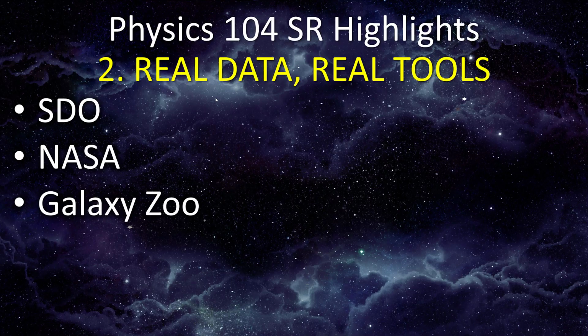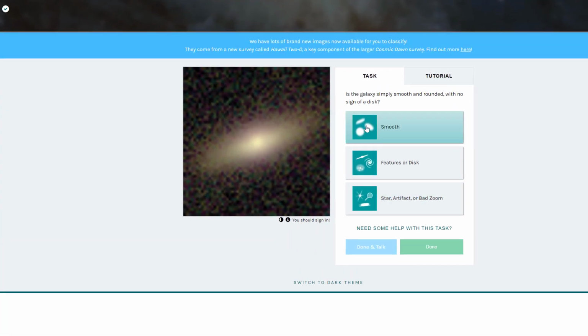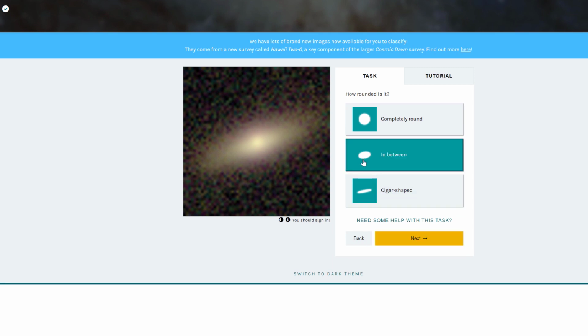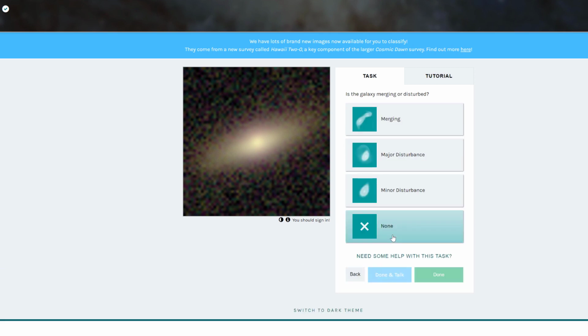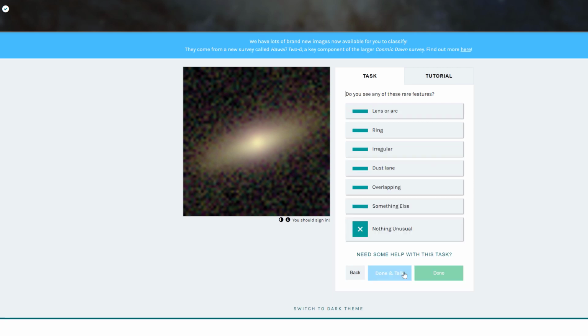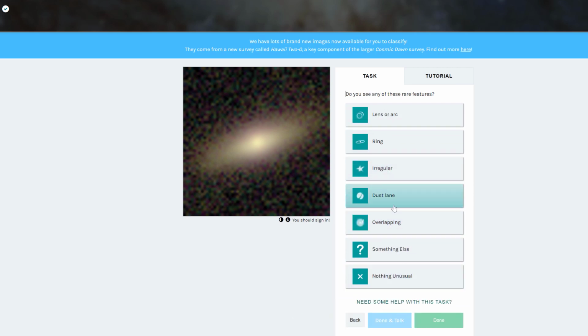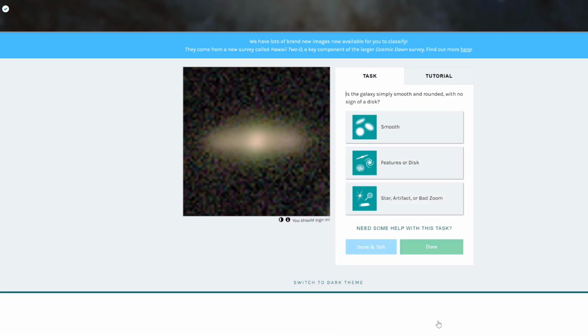The third bullet here, Galaxy Zoo. This is an example of citizen science where our students can sign up and access real data collected by real satellites and space missions and provide feedback that gets fed into a giant database. For example, our students look at data sets containing galaxies and they categorize these galaxies based on several appearance parameters.